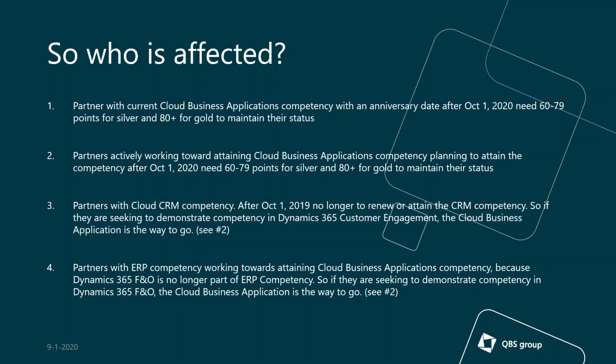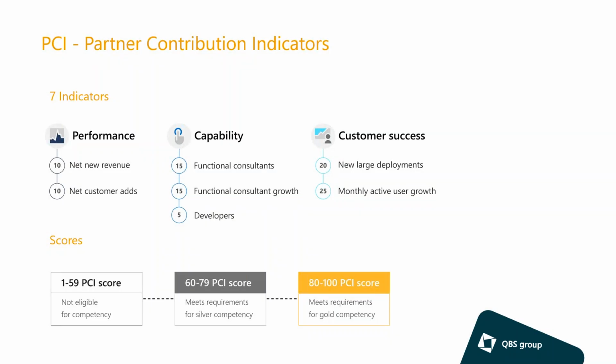Partners with an ERP competency working towards the cloud business application competency, for example, because F&O is no longer part of the ERP competency, also need to have their new points. So basically, if you would like to have the cloud business application competency with an anniversary date or a planned attaining date after October 1st this year, you need to have a certain number of points.